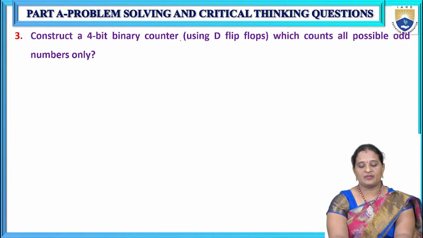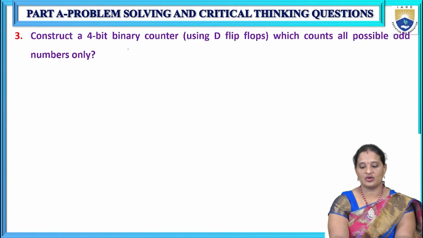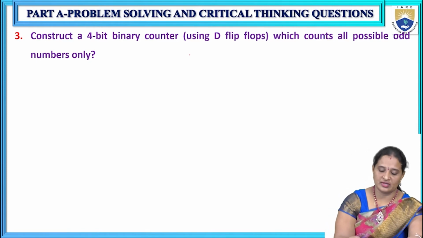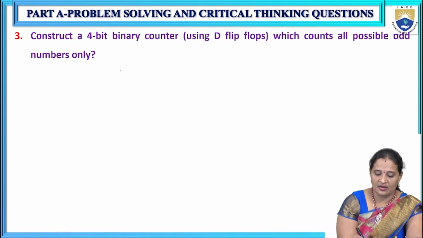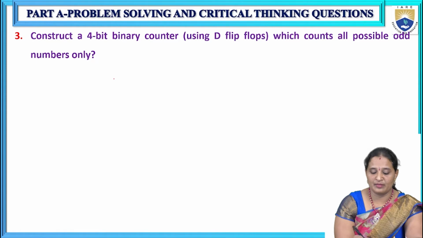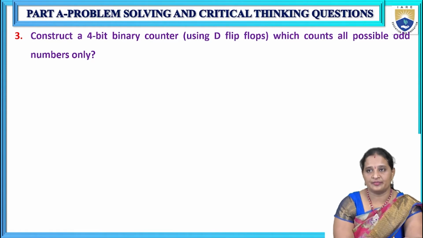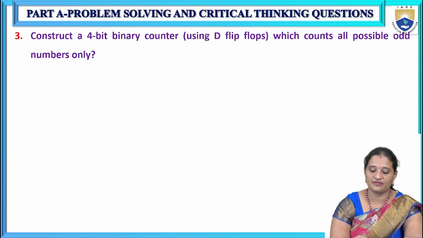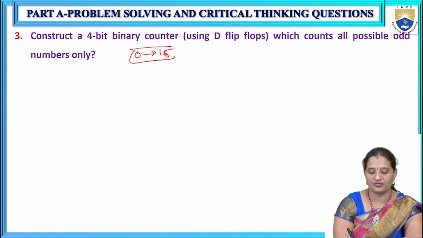Now construct a 4-bit binary counter using D flip-flops which counts all possible odd numbers only. What does it mean to count all possible odd numbers only? First of all, we have to identify the state diagram. It is given as a 4-bit counter. Totally how many pulses can it count? By using a 4-bit counter, I can count 0 to 15. That means 16 pulses I can count.